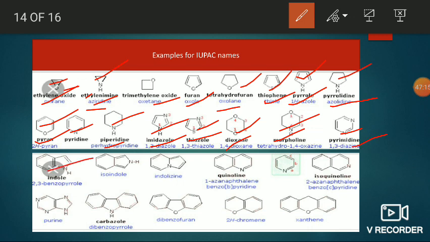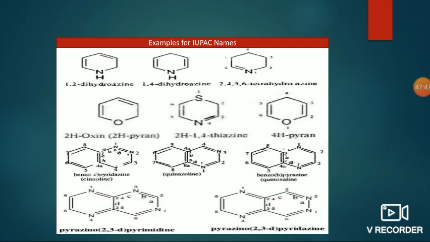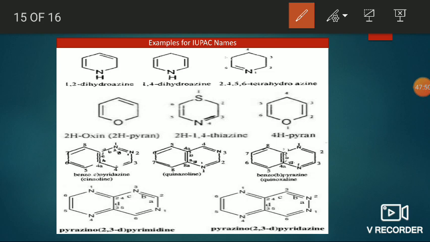Indole is the general name, but the IUPAC name is 2,3-benzopyrrole. Then isoindole and indolizine. Look at all these compounds according to trivial and IUPAC names. These are examples of some IUPAC names of heterocyclic compounds. Next, here also are some compounds that are partially saturated, as well as some fused heterocyclic compounds.